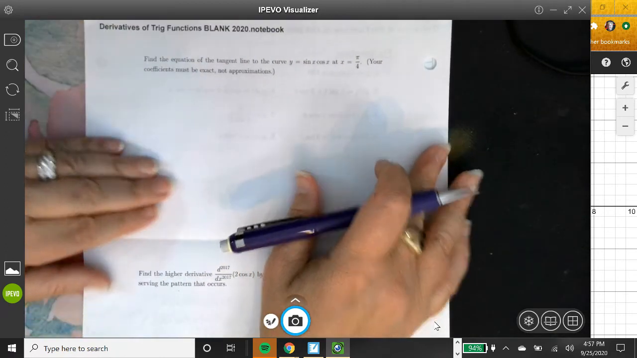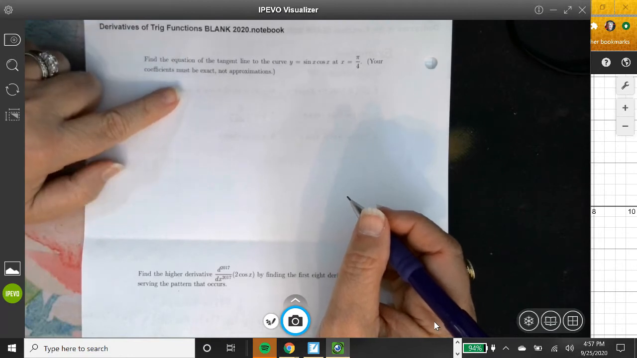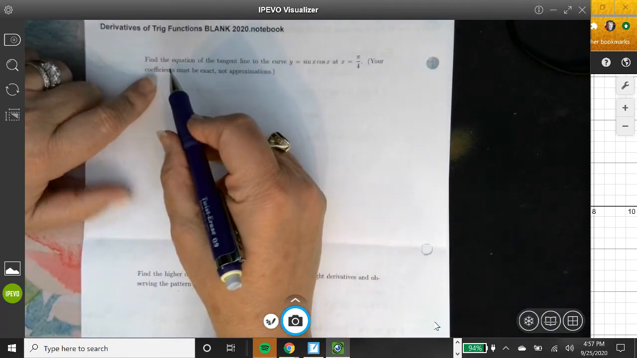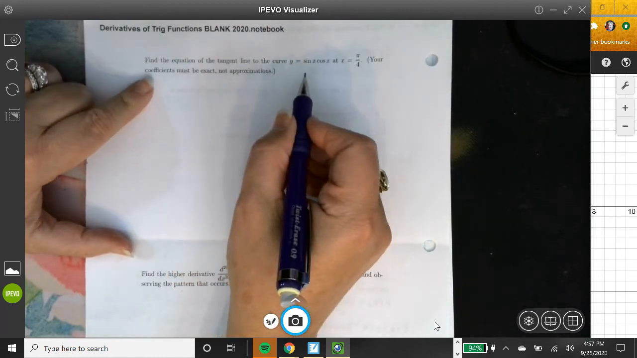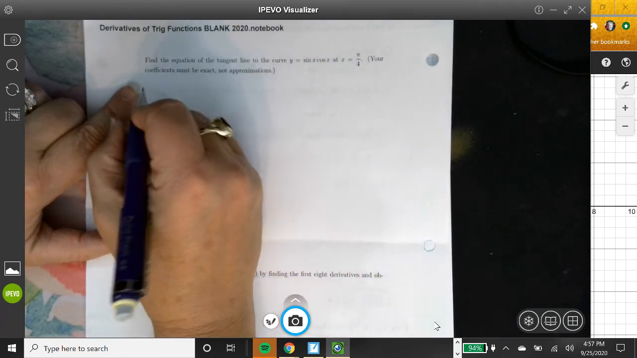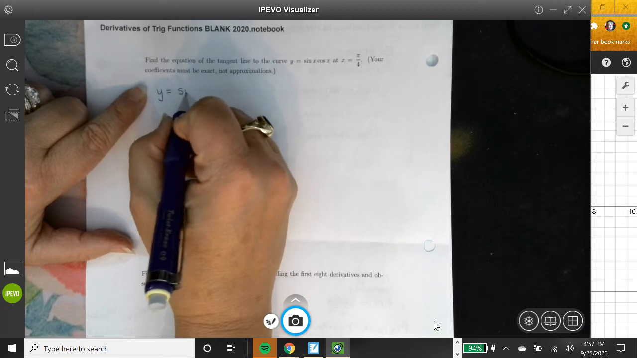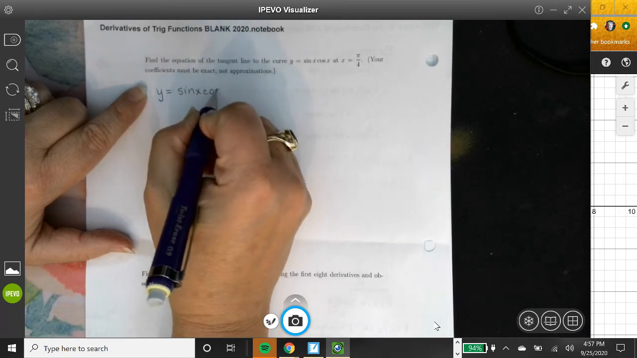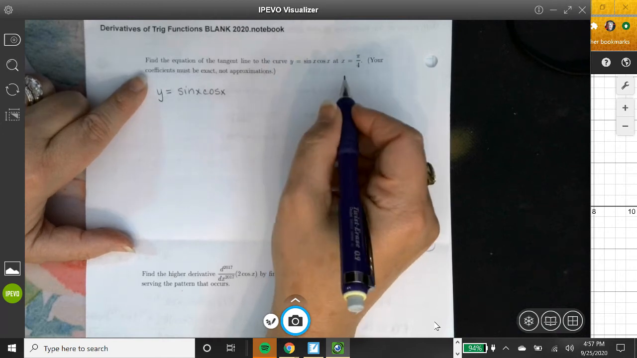All right, second problem I wanted to do with you here is like all the other derivative problems that we've done, but now we're going to involve trig equations in them. So this question says, find the equation of the tangent line to the curve y equals sine x cosine x at pi over 4. Okay, so my function is y equals sine x cosine x, and they want the tangent line at pi over 4.